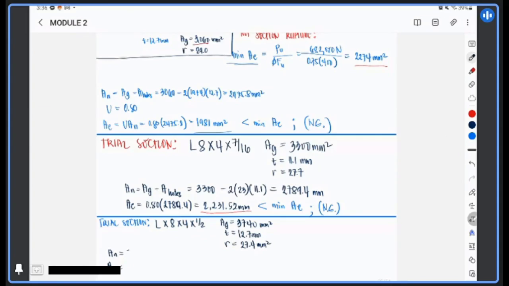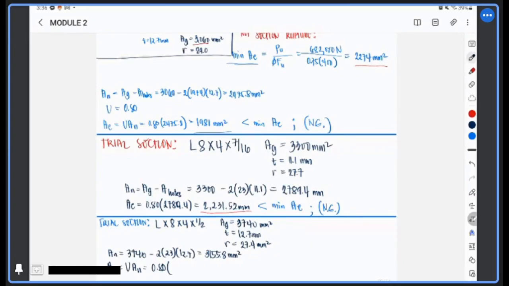AN is 3,740 minus twice of the area of the holes times 12.7. That's equal to 3,740 minus twice of 23 by 12.7. Okay, 3,155.8 square millimeter. Effective net area, that's UAN.